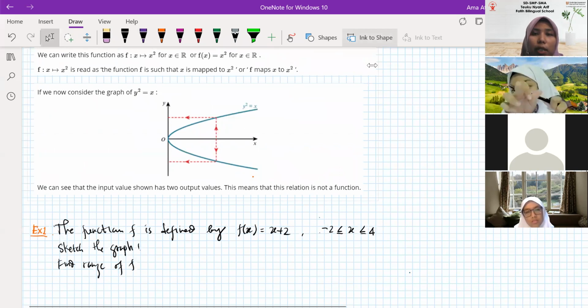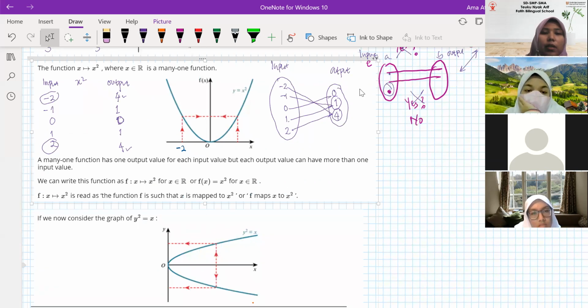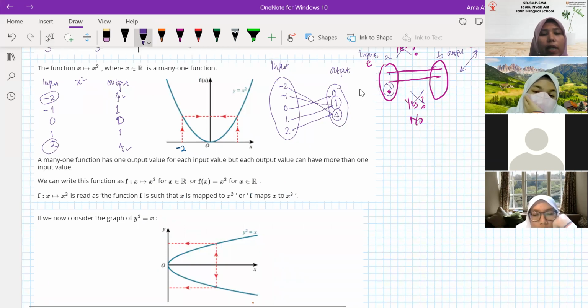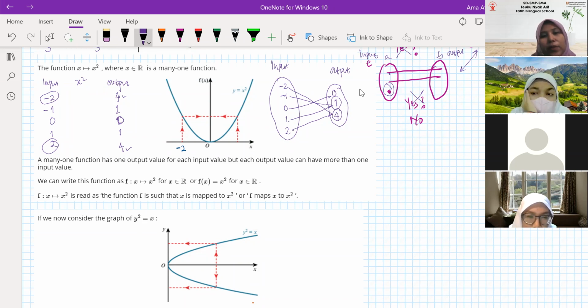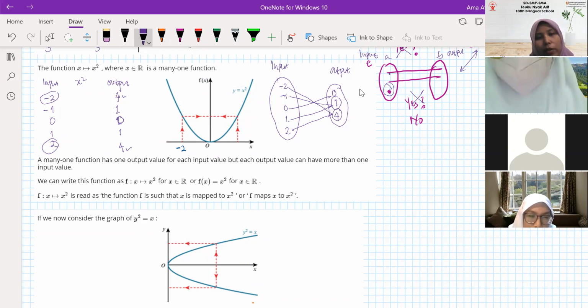Now look at the second diagram. Consider the second diagram here: y squared equals x. This is like the graph of the parabola, but rotated 90 degrees clockwise. It is like a rotation of a parabola. The question is, is it a function?